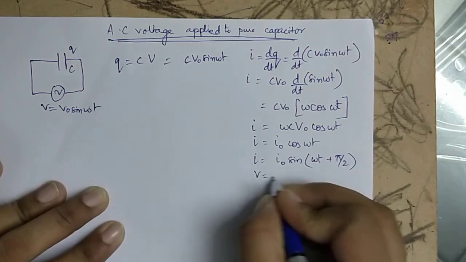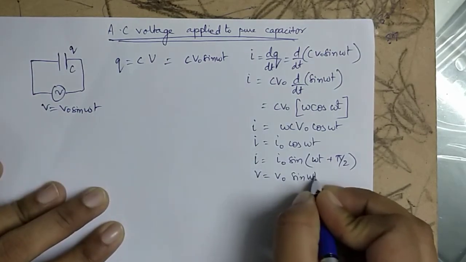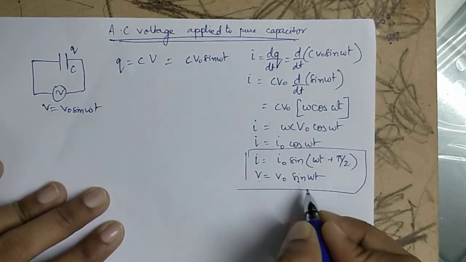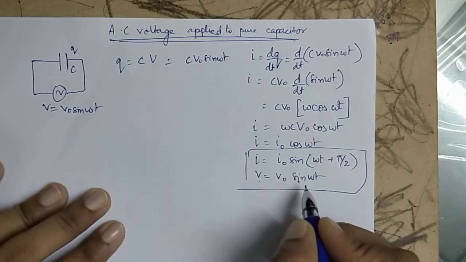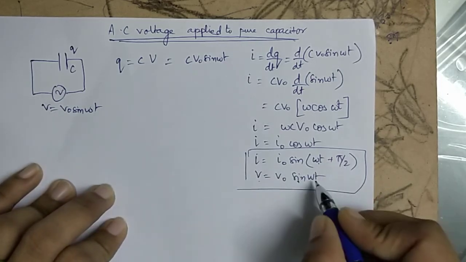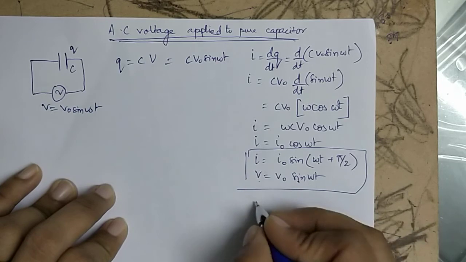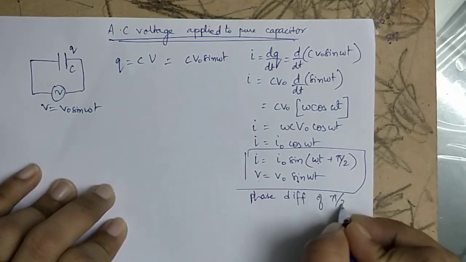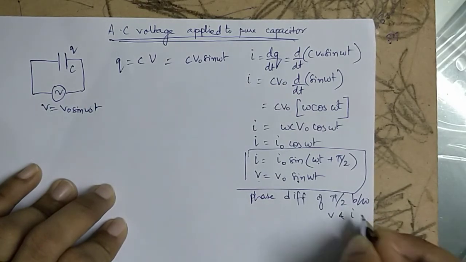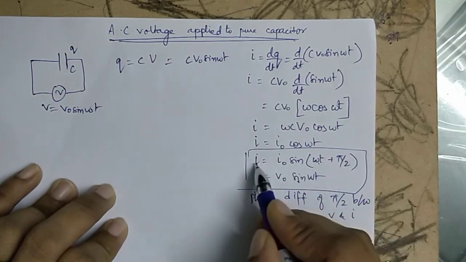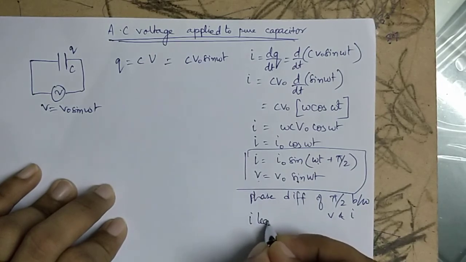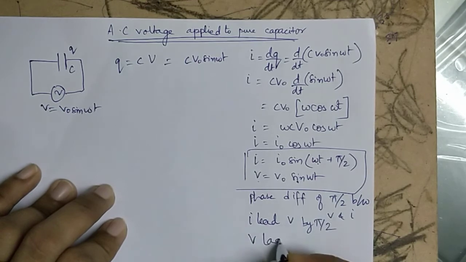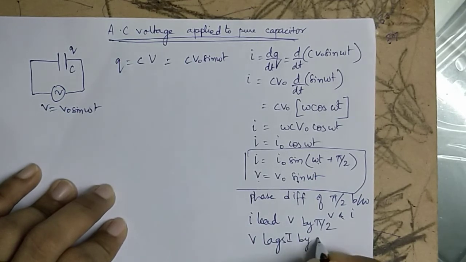And V is equal to V naught sine omega t, with which we started. Now if you compare, both are sine functions. The angle here is omega t plus pi by 2, here it is omega t. So there is a phase difference of pi by 2 between voltage and current. But which one is leading now? You see, plus pi by 2 is in current. So current I leads voltage by pi by 2. Or you can say voltage lags current by pi by 2.